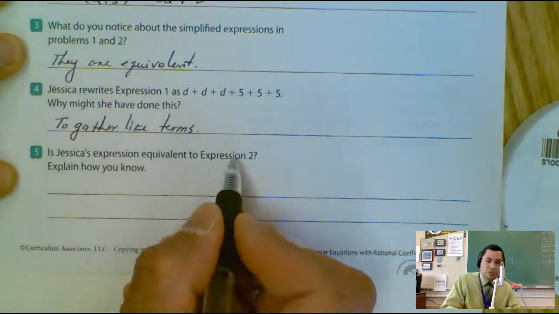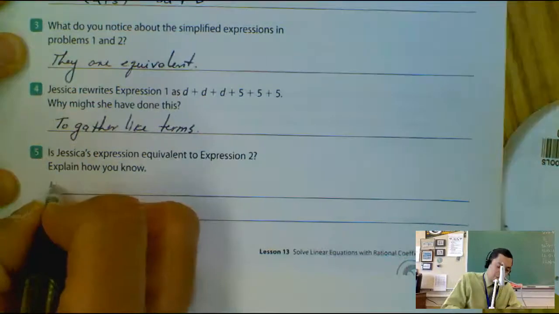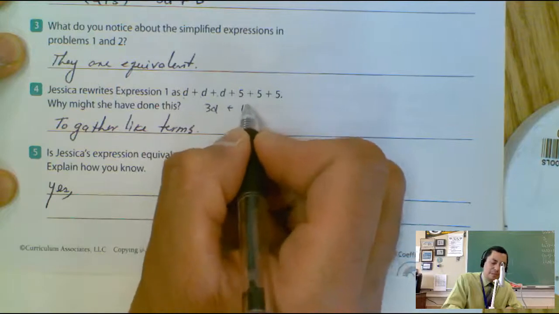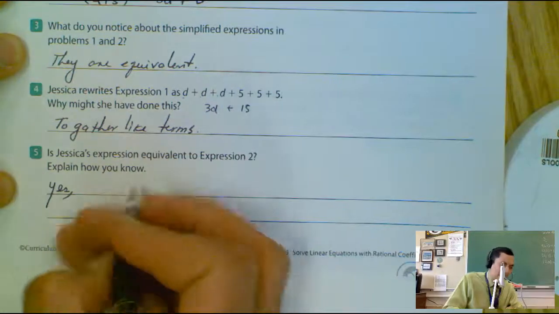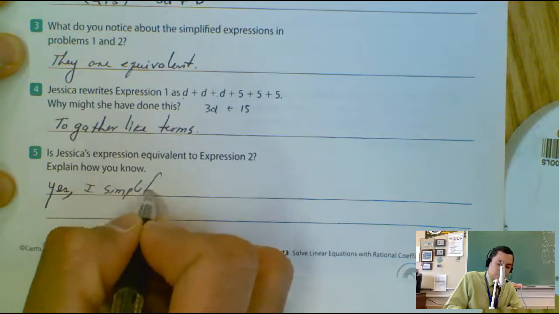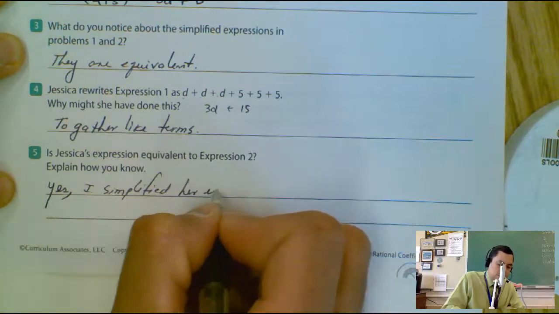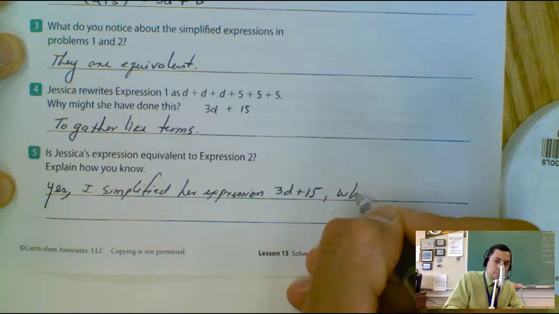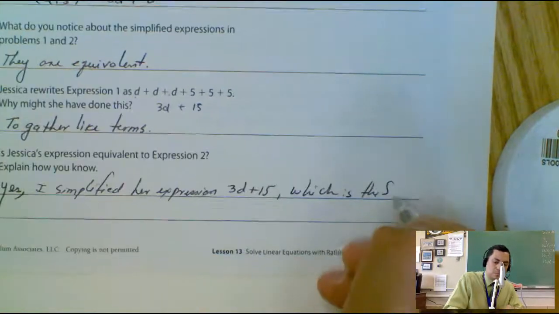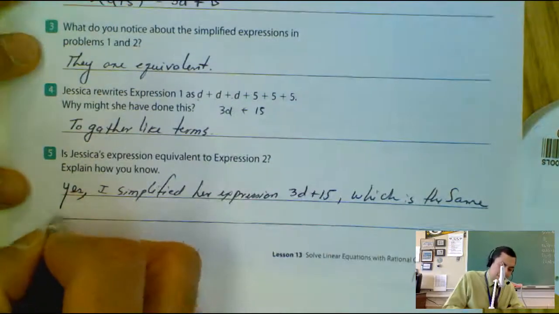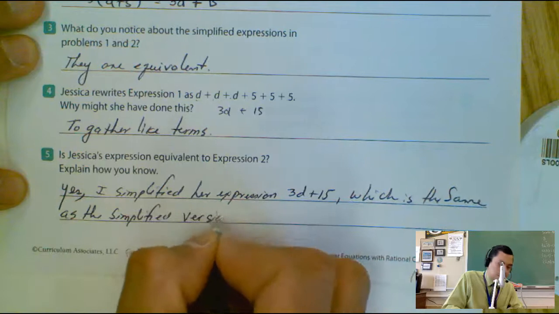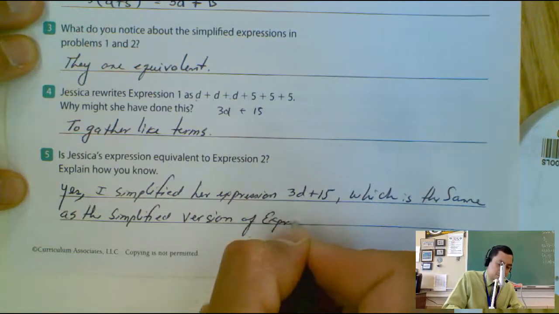Is Jessica's expression equivalent to expression number 2? Explain how you know. The answer is yes. How do I know? d plus d plus d is 3d. Plus 5 plus 5 plus 5 is 15. See, it's exactly the same. So yes. In this case, I simplify her expression, which is the same as the simplified version of expression 2.